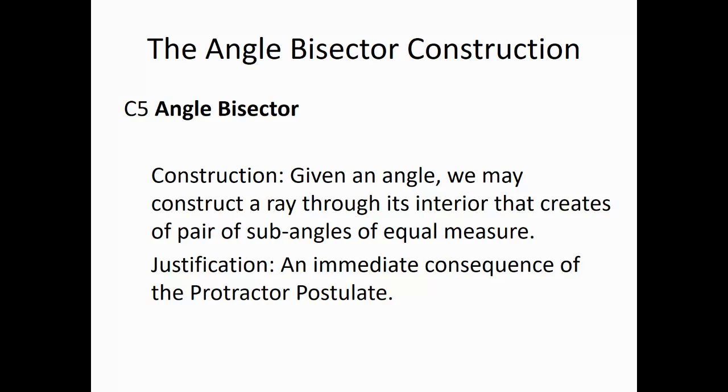And what it tells us is that if we have a given angle, we may construct a ray through its interior that creates a pair of subangles of equal measure. That is, we may construct an angle bisector. And as for the justification, how do we know that we may construct an angle bisector? Well, it's really just an immediate consequence, as I mentioned a few chapters ago, of the protractor postulate, because the protractor postulate says that we can add rays into our diagrams and thereby create angles of whatever measure we please. And in this case, of course, we would simply create two subangles that have exactly half the measure of the original angle.